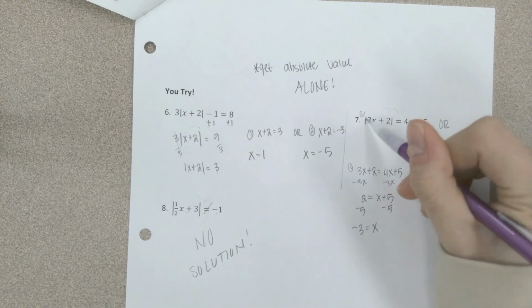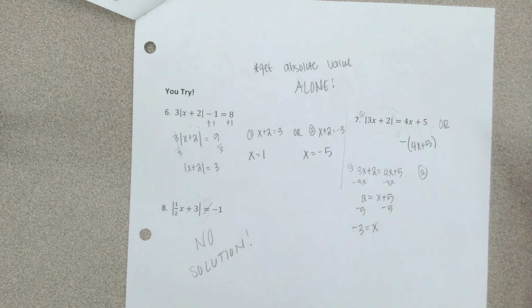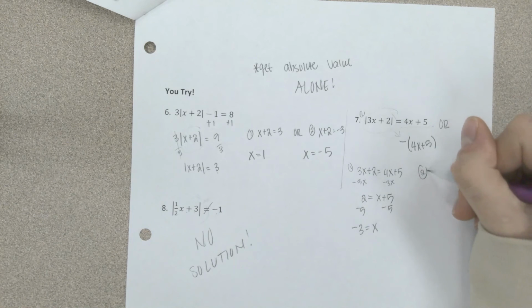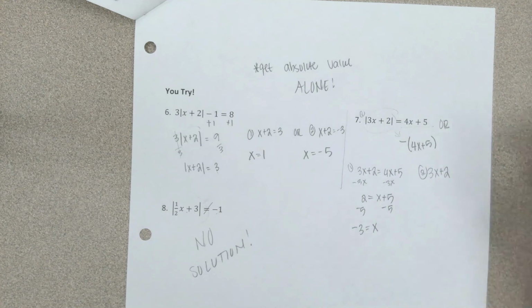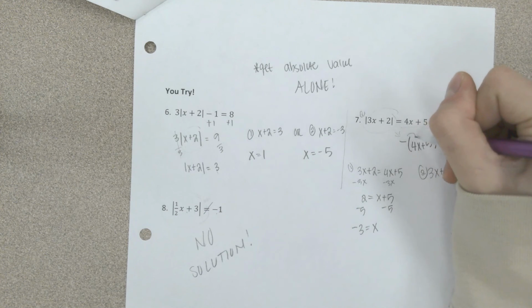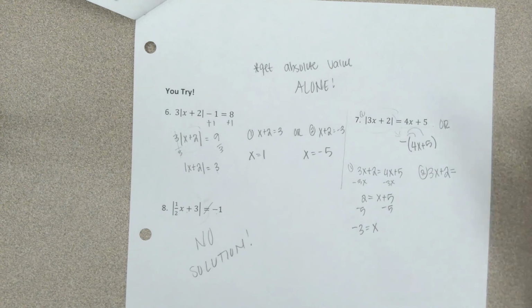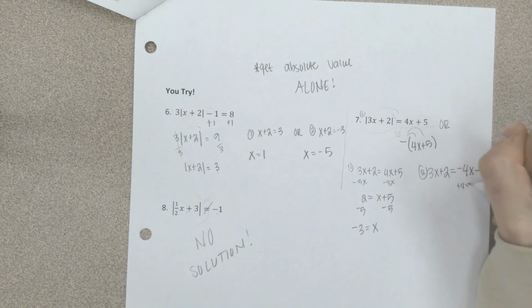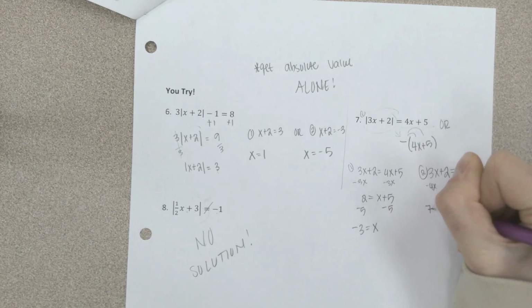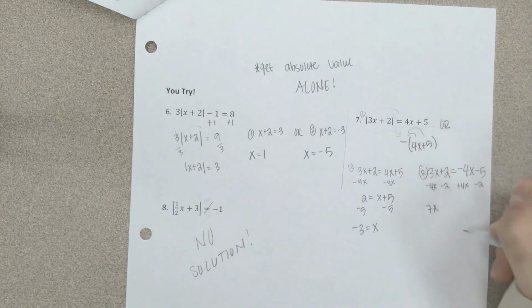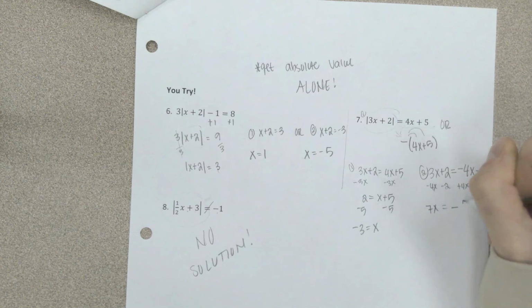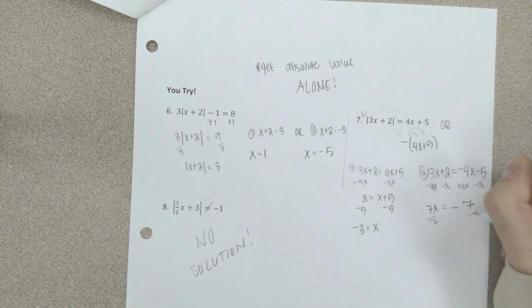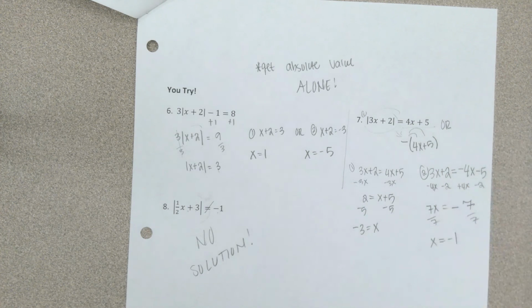Or we can have this equaling that, the negative version. So we have 3x plus 2 equaling, make sure we distribute this negative through our parentheses, so we'll have negative 4x minus 5. And then we go ahead and take the same steps to solve for x. I'm going to add 4x over, we get 7x. I'm going to subtract 2 over, and we get negative 7. Dividing by 7, we get x equals negative 1.